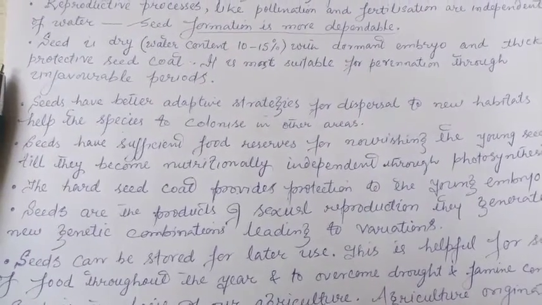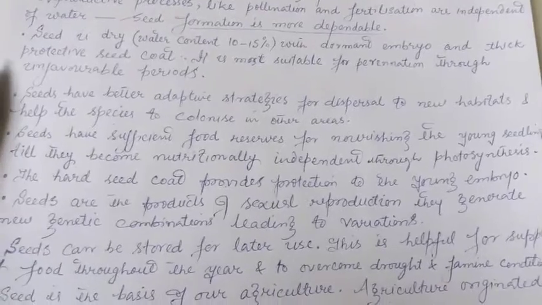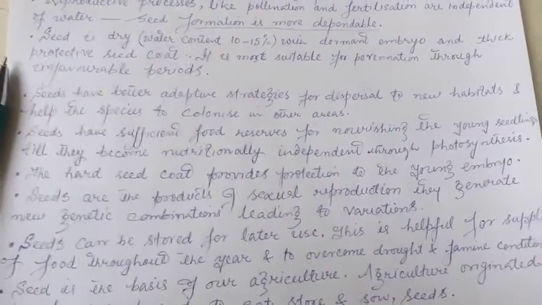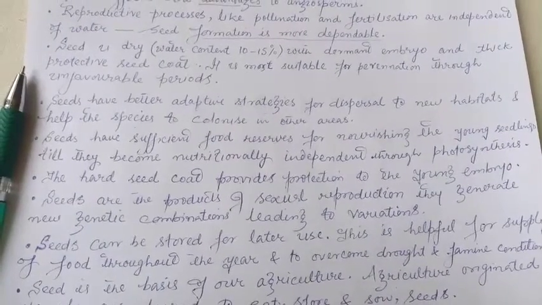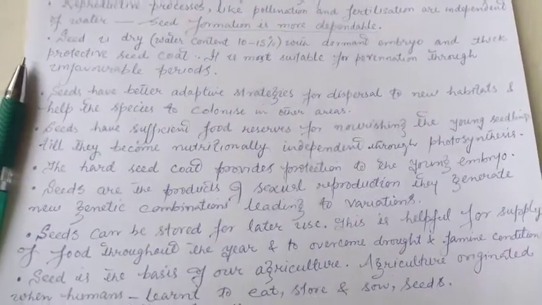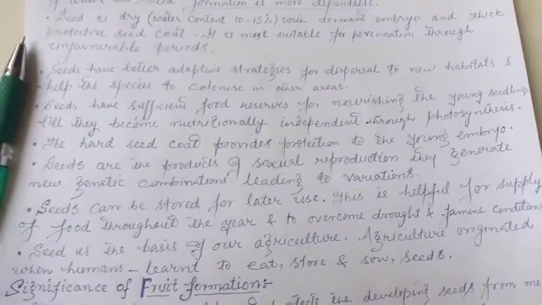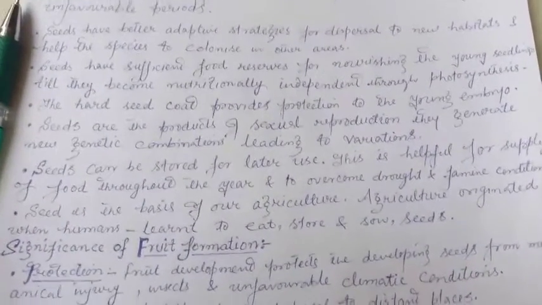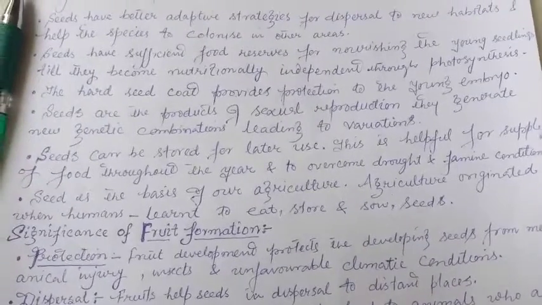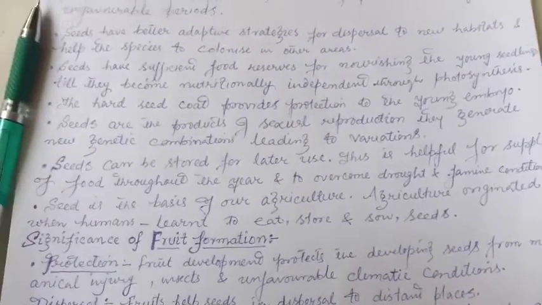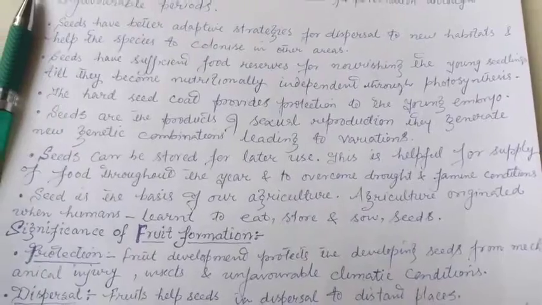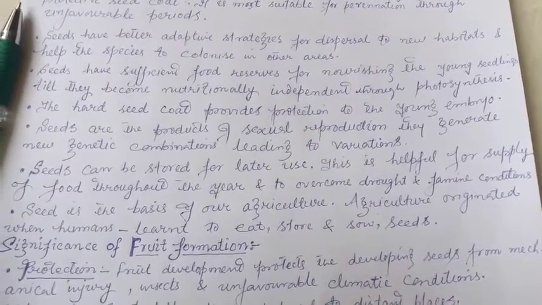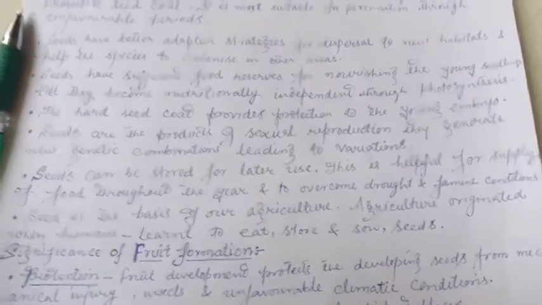Seeds are the products of sexual reproduction. They generate new genetic combinations leading to variations. This is the result of cross pollination, as pollen from far away species can pollinate other plants living in very faraway places, and thus there is the intermixing of the characters.